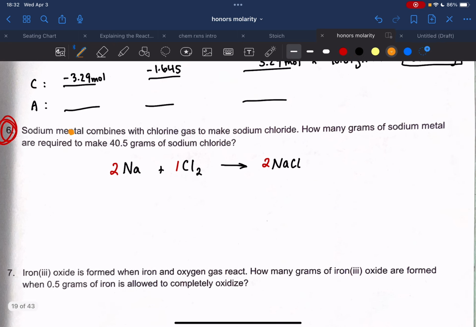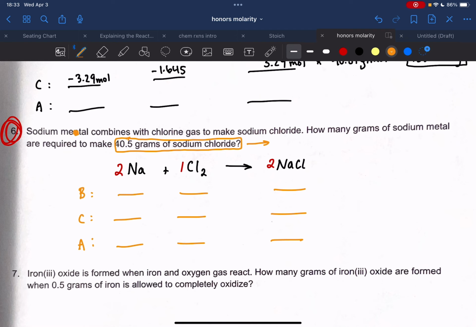And the steps are really similar as well. I'll go ahead and draw in my BCA table. And the first quantity that's going to go in my BCA table is this amount of sodium chloride, right? But once again, I cannot put grams in my BCA table. I have to convert that to moles. So in order to convert my 40.5 grams to moles, I have to divide by the molar mass. So I need to find the molar mass of sodium chloride. That's going to be 22.99 plus 35.45.